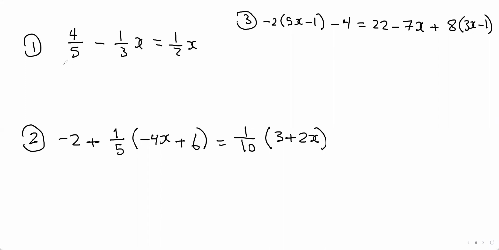3 goes into 15, but 2 doesn't. 20: 2 goes, but 3 doesn't. 25: none of these go into 25. The next multiple is 30. So 3 and 2 go into 30. That's why you have to multiply everything here by 30.